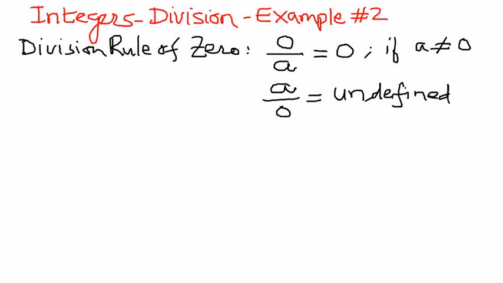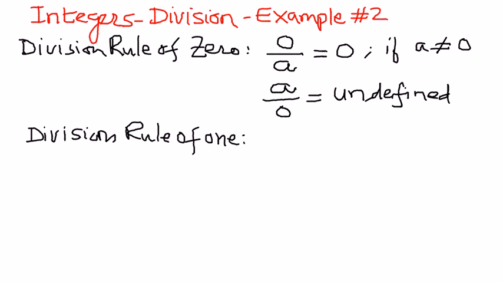Then the second rule of division is the division rule of 1. Let me write that. Division rule of 1. And what is this telling us? This is telling us that if I have any number a and I divide it by 1, it is not going to change the value of that original number. It is still going to remain as a.